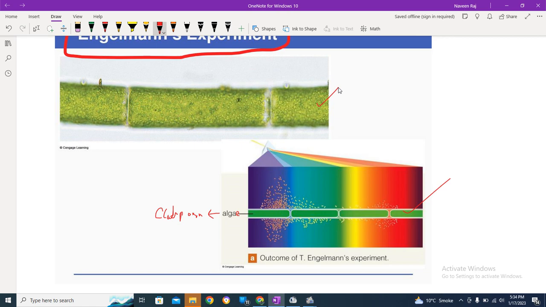Furthermore, Engelmann placed this in a suspension and split light with a prism. A beam of light comes in and gets into the prism, and the prism splits it into different colors. And he placed some aerobic, or oxygenating, bacteria.